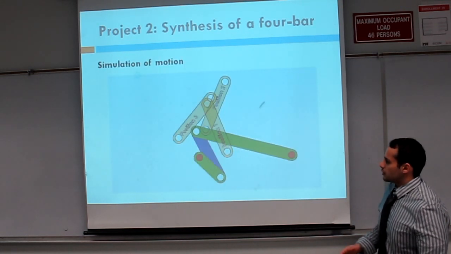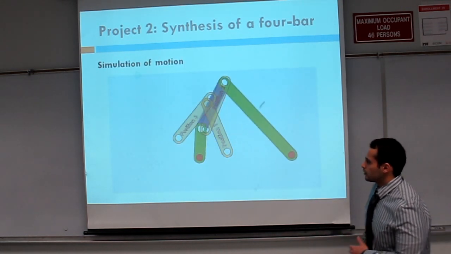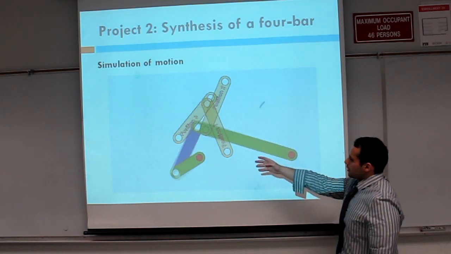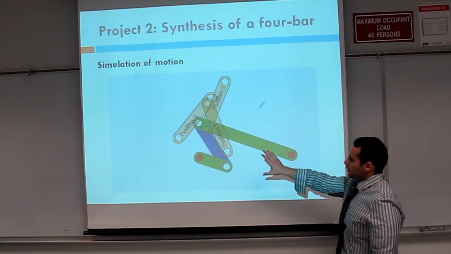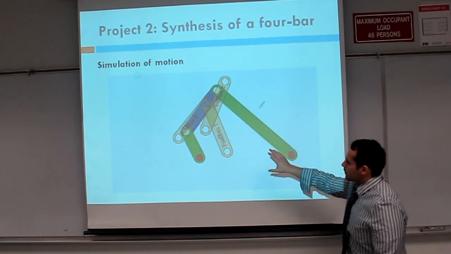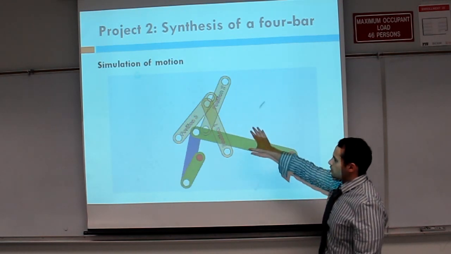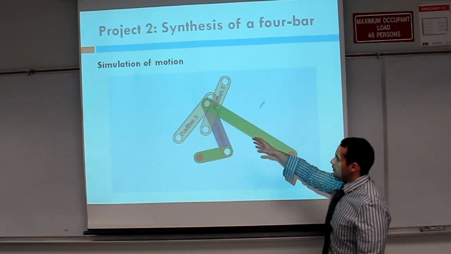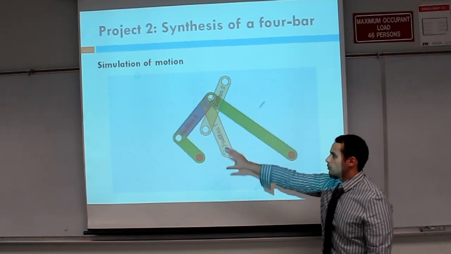Now this animation, which we made using SolidWorks, shows the coupler link position going from position 1 to position 2, and from there we go from position 2 to position 3.